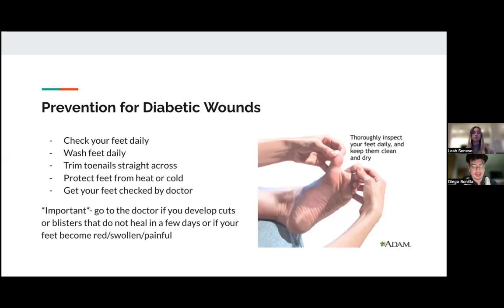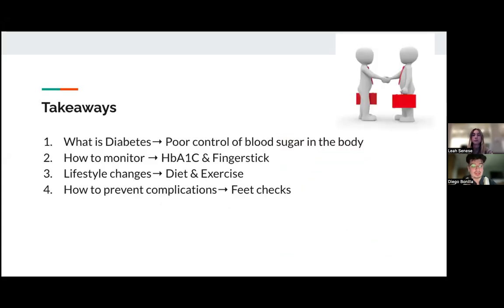Trim your toenails straight across to prevent further injury. Protect your feet from the heat or cold, because, like I said previously, you do have poor sensation of your feet, and you won't be able to tell if your feet are enduring some type of hot or cold environment. And you should get your feet checked regularly by a doctor, either a podiatrist, your PCP, or your diabetic doctor.